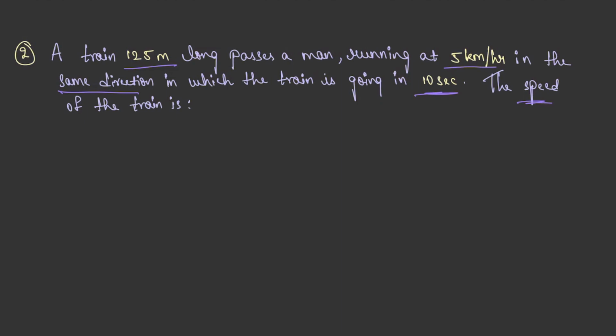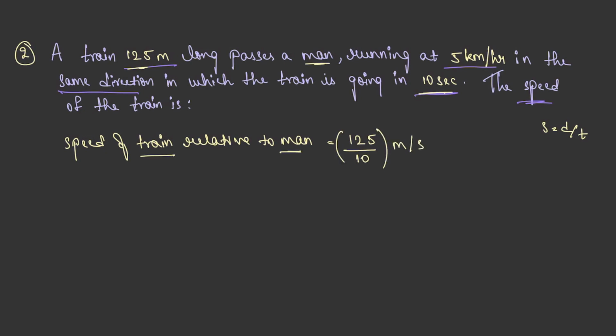So first, let us find the speed of the train relative to man. We know that speed is equal to distance by time. So distance is nothing but the length of the train, that is 125, divided by the time, which is 10 seconds. This is meter per second. So it will be 125 by 10 into 18 by 5. So the value for this will be 45 kilometer per hour.